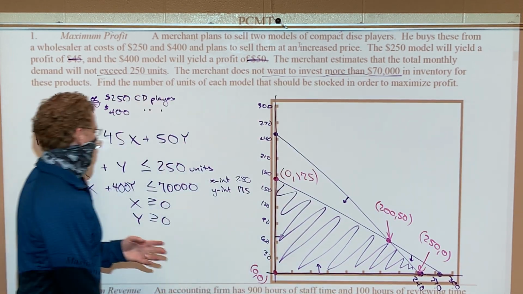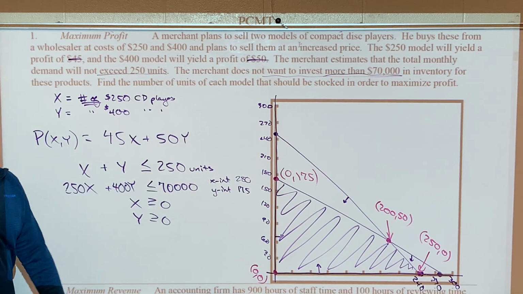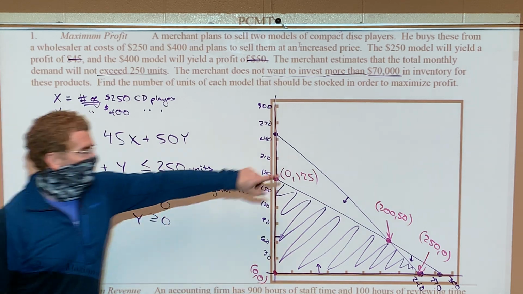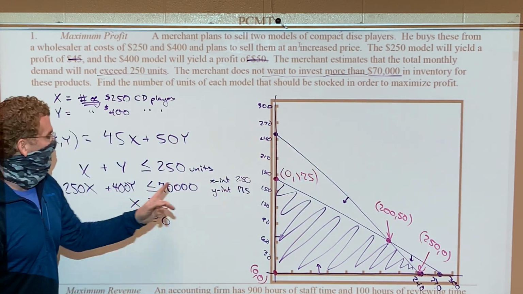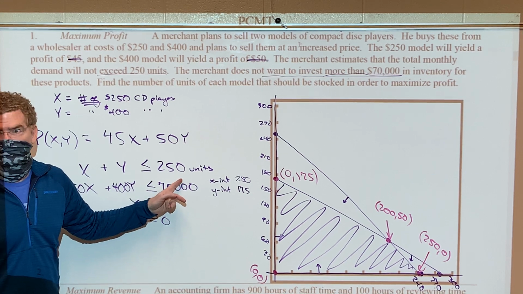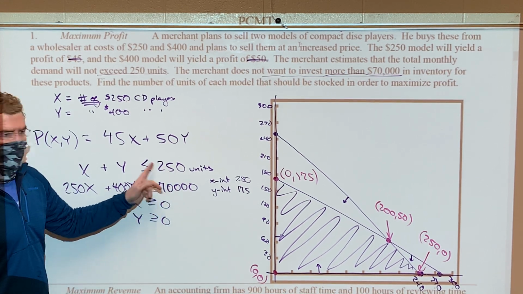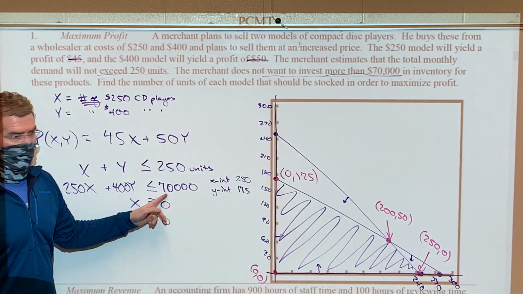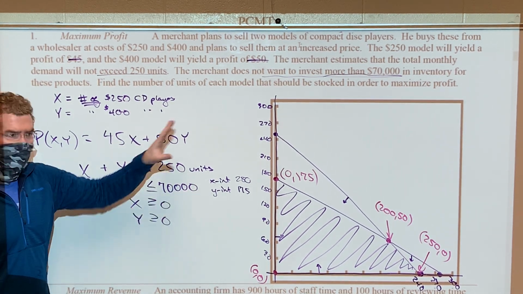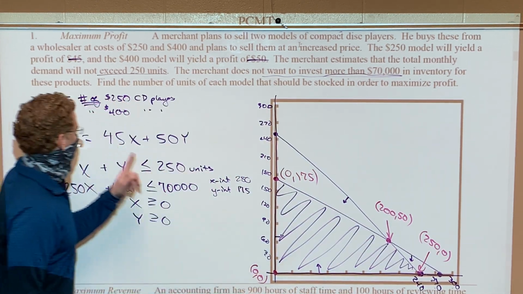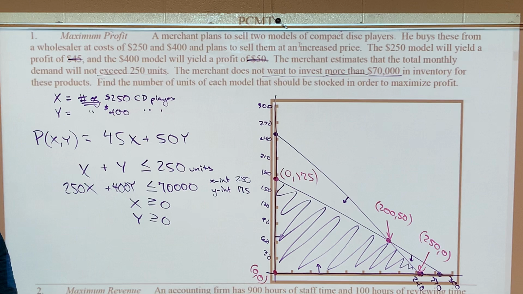You might have more than 250 units, okay, which is great, but according to my situation, it says I'm not going to sell more than 250. Maybe there's only 250 people in the town, I don't know, whatever. But I'm not going to sell more than that. Or I can't invest more than this, this is all the money I have. So based on this model, I'm going to take these 4 points and plug them into my profit. And I'm going to see which one spits out the best number for me.